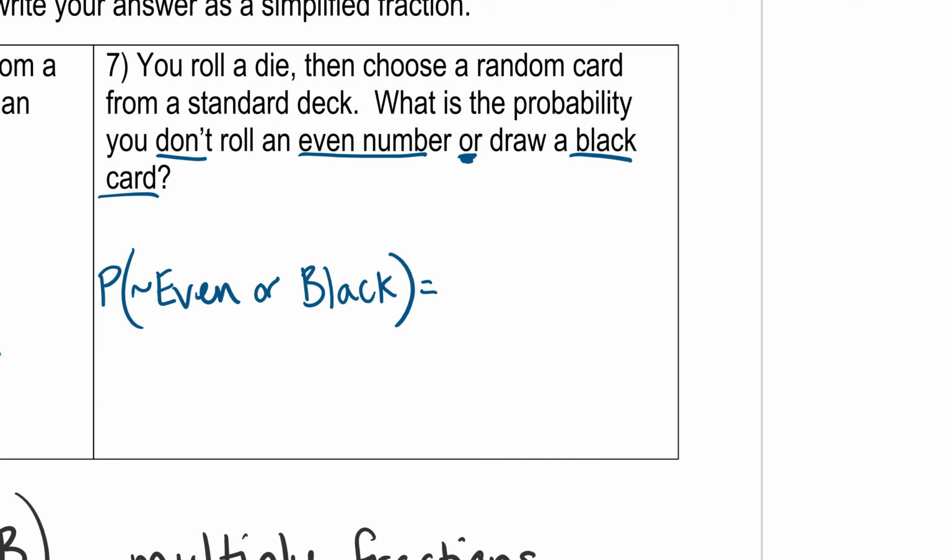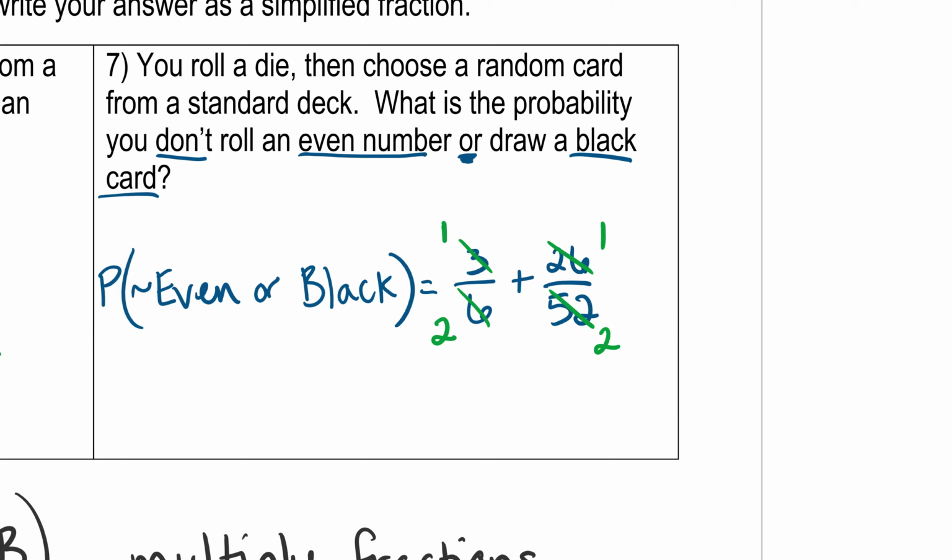And on a die, 1 through 6, I have 1, 3, 5. So I still have 3 out of 6. Okay. And plus, because we have or, so it's plus. I'm adding. Or draw a black card. Okay, well, we just did that. So half the deck is red, half the deck is black. So we still have 26 out of 52. Now remember, when you add fractions, the bottom numbers, the denominator, has to be the same. Okay, well, if I reduce these, reduce that to 1/2.